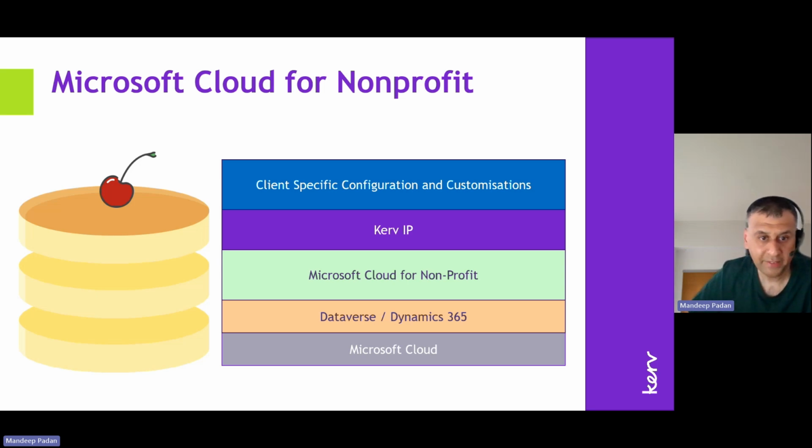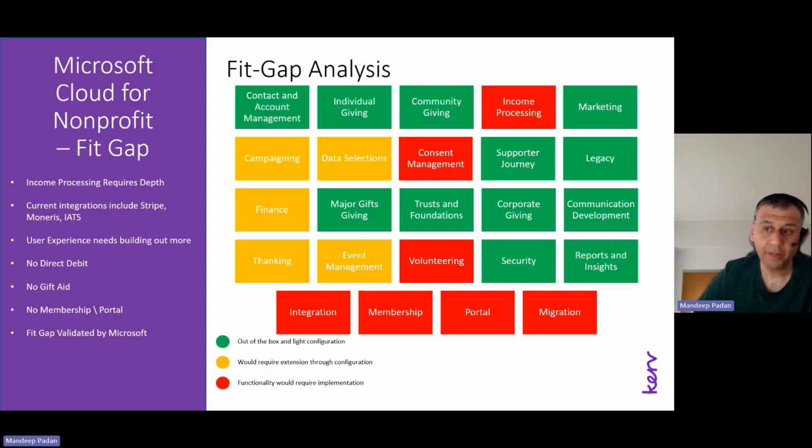Okay, so where did these accelerators come from? As I mentioned earlier, Microsoft Cloud for Nonprofit was a platform released by Microsoft. And what we did at Curve was an in-depth fit gap analysis, which was validated by Microsoft, which worked out what you got out of the box, which you can put in there with some light configuration and be up and running quite quickly. What would require a bit more in-depth configuration, without writing code. And what didn't exist, or existed in a format that couldn't be used for charities in the UK.